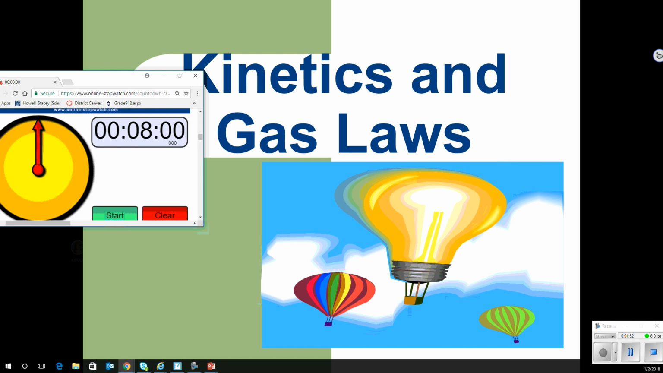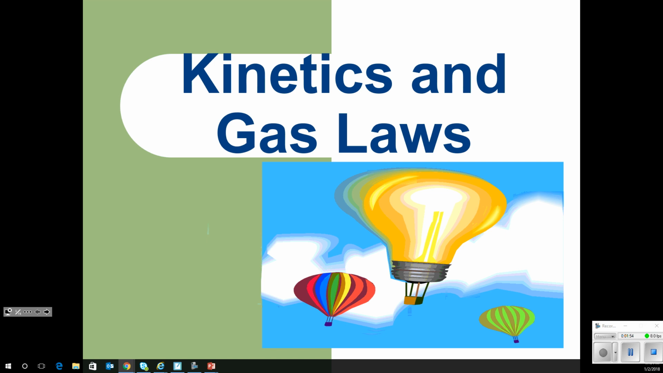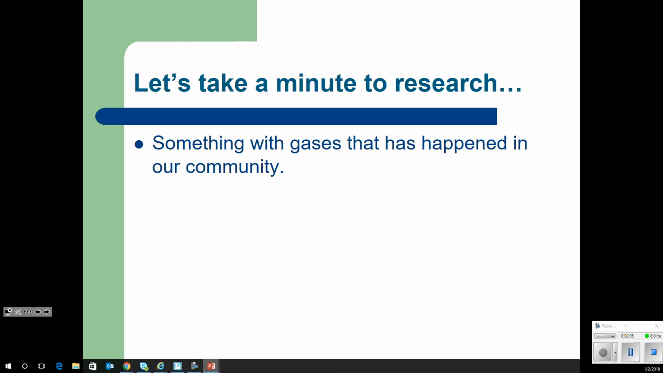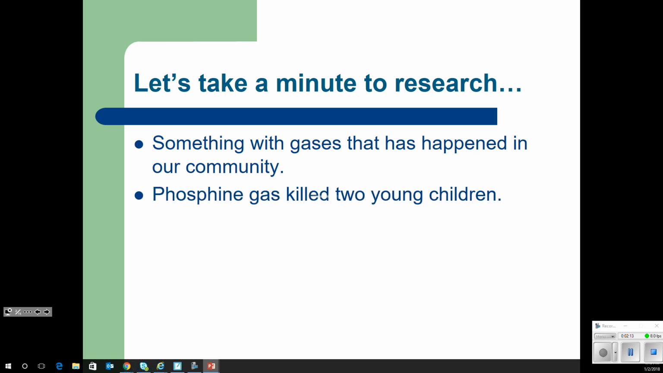We are going on to kinetics. This to me is the most useful unit for regular life because it has to do with things that we're going to be using in life. So the first thing we're going to do is some research on something that happened in the community. That happened with gases in our community a couple years ago. Phosphine gas actually killed 2 young children in our neighborhood here in Layton.